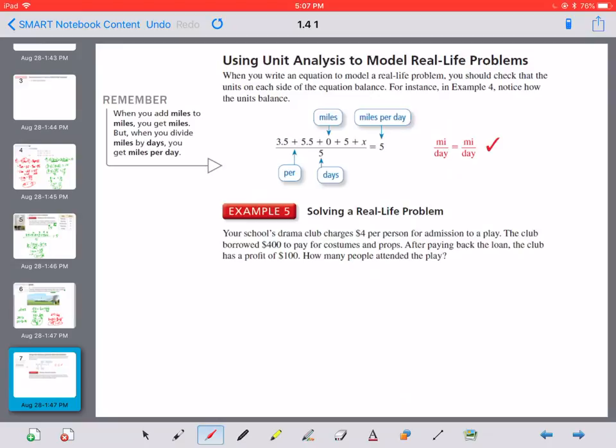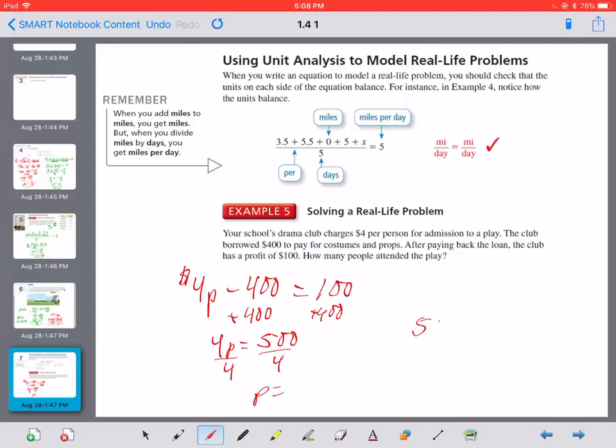All right, your school's drama club charges $4 per person for admission to a play. The club borrowed $400 to pay for costumes and props. After paying back the loan, or losing, or going down, or subtracting $400, the loan amount, the club has a profit of $100. How many people attended the play? Well, it's $4 per person. You figure out that's how you get your total that you make, and then we're going to take off the $400 we borrowed, and we're supposed to get $100 profit. So we add the 400. You get 4p equals 500.